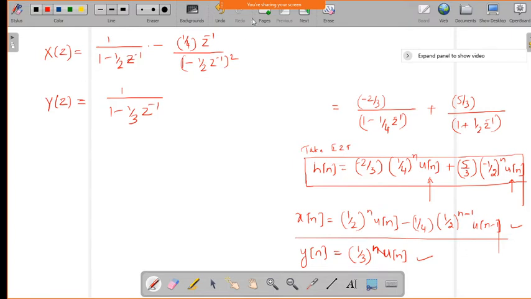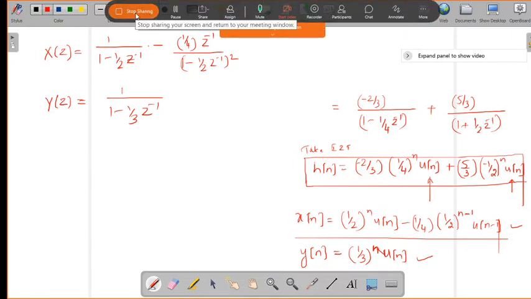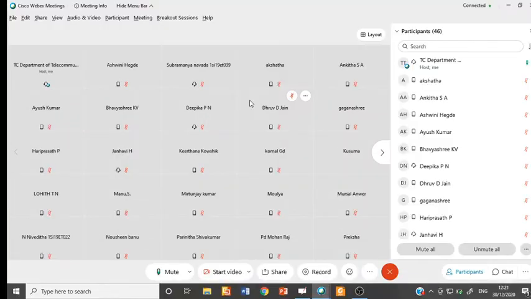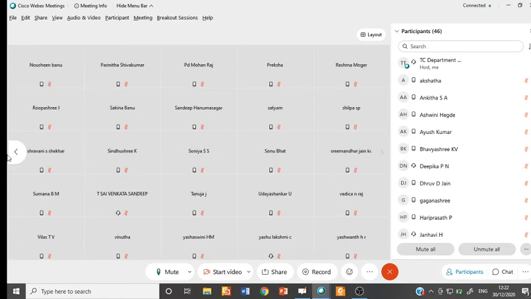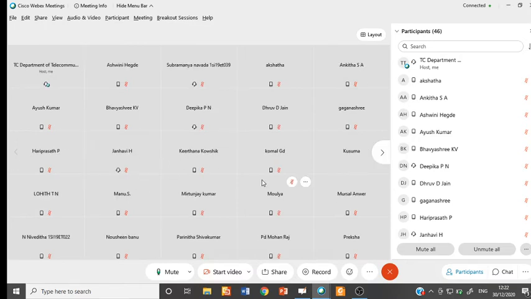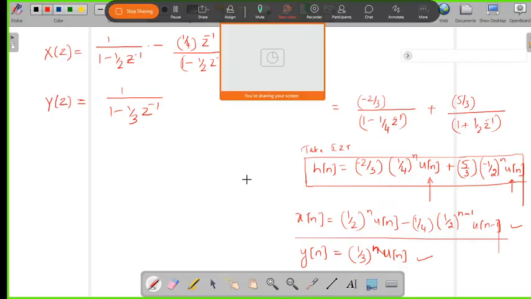Have you got this one, the z transform? Anybody got, or any other things you got? Hello? Okay, try to find out.